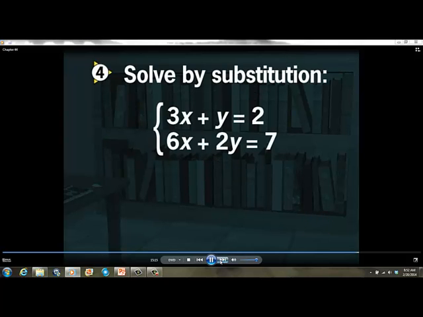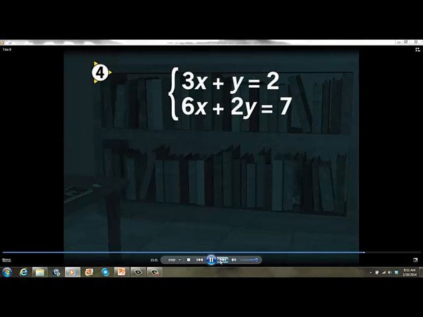In question 4 of your guided notes, solve by substitution the system of linear equations 3x plus y is equal to 2, 6x plus 2y is equal to 7. Solve the first equation for y. That gives you y equals negative 3x plus 2.